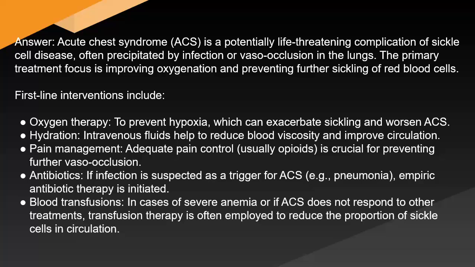Antibiotics: if infection is suspected as a trigger for ACS, e.g. pneumonia, empiric antibiotic therapy is initiated. Blood transfusions: in cases of severe anemia or if ACS does not respond to other treatments, transfusion therapy is often employed to reduce the proportion of sickle cells in circulation.